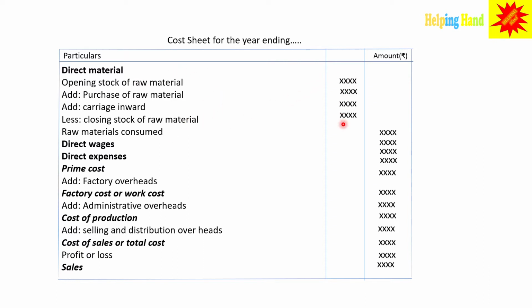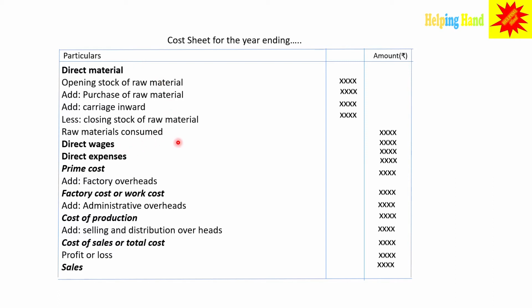The amount shall be recorded in the amount column. So direct materials is to be found out first, or if it is given directly in your question itself, we can consider it directly and record it in our amount column. After this, we record the direct wages.